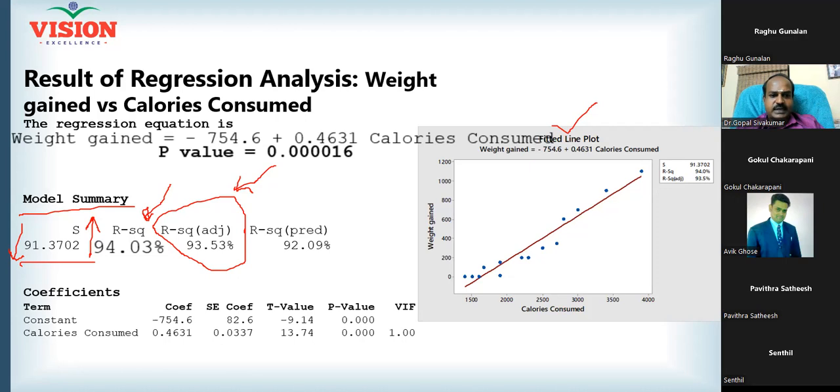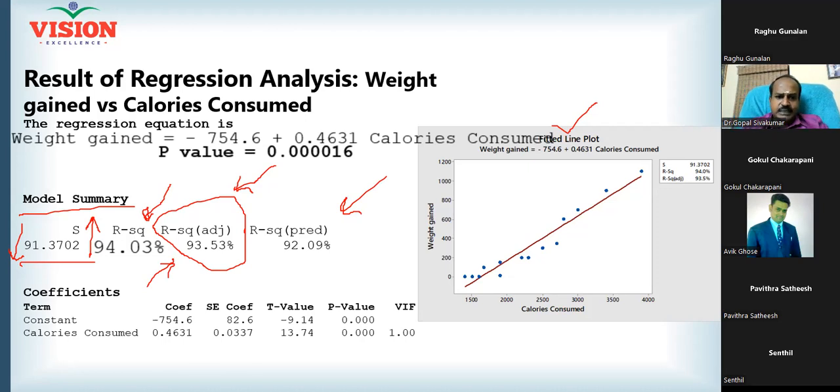So which is good? Looking at R square is good, or looking at adjusted R square is good? Adjusted R square. Adjusted R square is good, right? So if you are trying to understand any model summary, please look at the adjusted R square, not R square. And the predicted R square is for when you have a sufficient amount of data, sufficient experimentation, and you can use the regression equation to predict new observations.